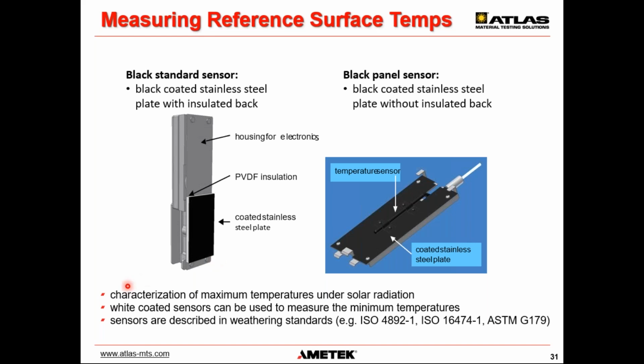Similarly, sometimes white-coated sensors are used to measure the minimum temperatures, and the specifics of the construction of these sensors are described in the basic standards in ISO 4892-1 and ISO 16474-1, ISO/ASTM G179 for outdoor black panels, and ASTM G151 through G155.